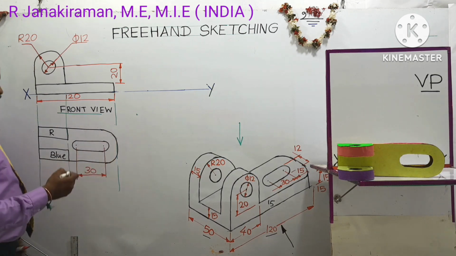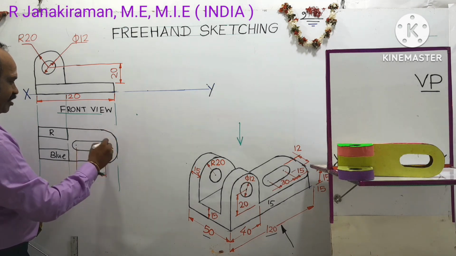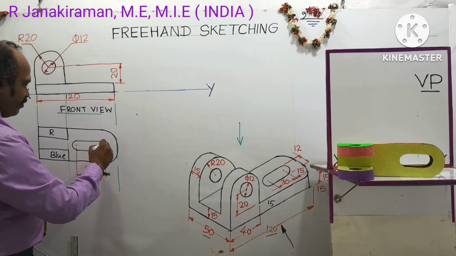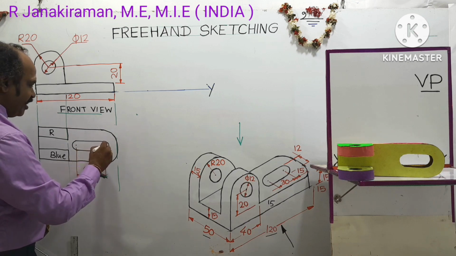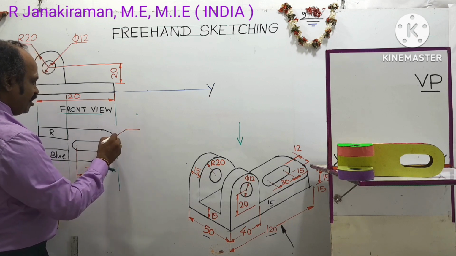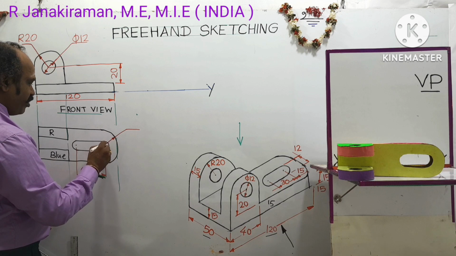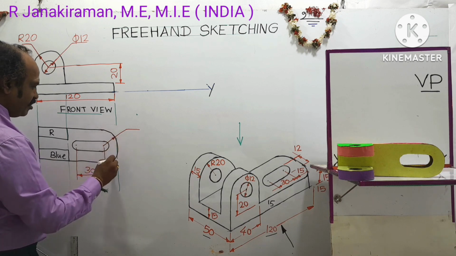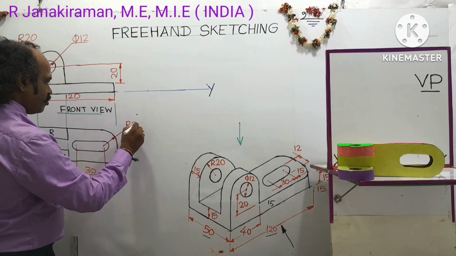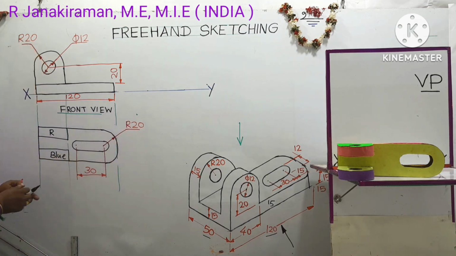Let us dimension this. This radial end or semicircle is to be indicated in the diagram by means of a leader line. A leader line is a line inclined at 40 degrees to mark the circle or radius of an arc. From this point to this point is the radius of this bend. That is, R20 is written. The view obtained is called a top view.